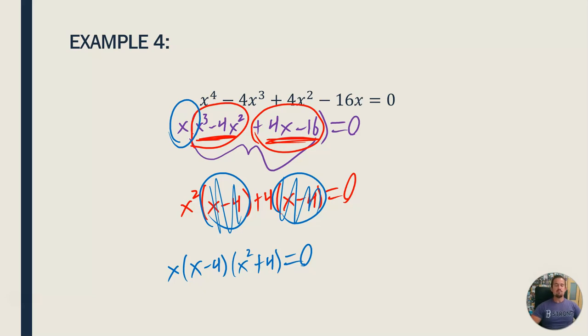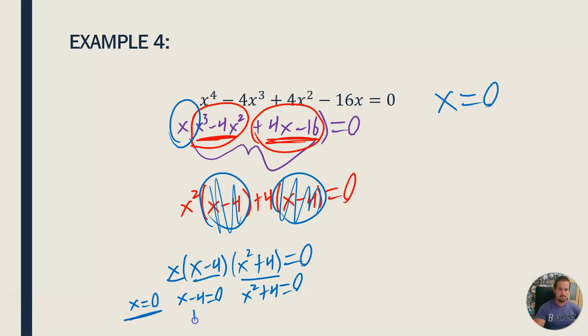So now, I need to solve. I need to set each of these factors equal to 0. So I'm going to have x equals 0, because x is just by itself. x minus 4 equals 0. And x squared plus 4 equals 0. So one of my solutions is just going to be x equals 0. One of my solutions is going to be x equals 4. When I subtract 4 here, I'm going to get x squared equals negative 4.